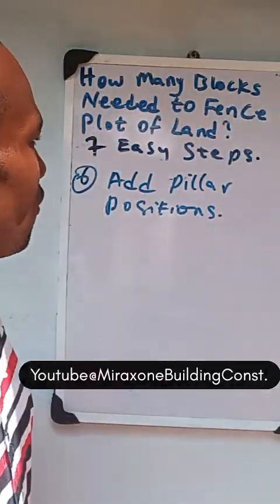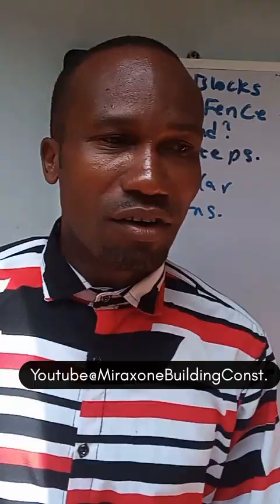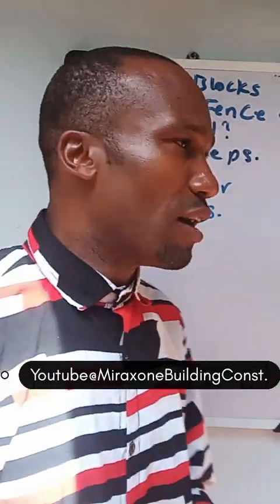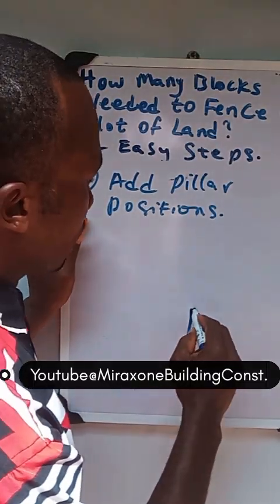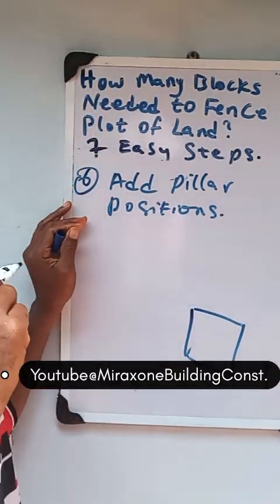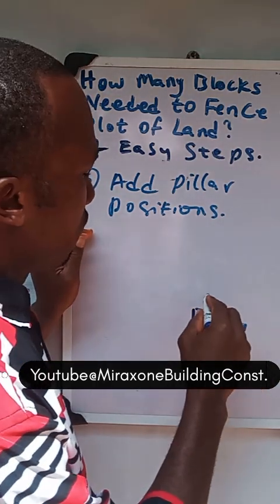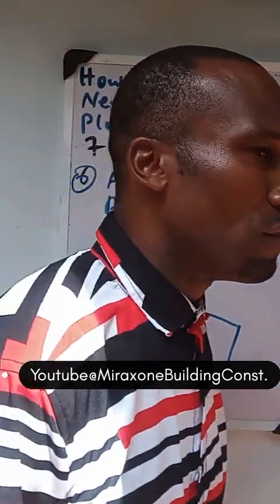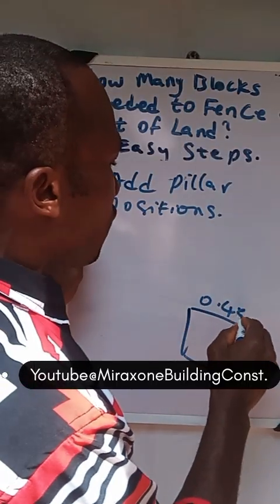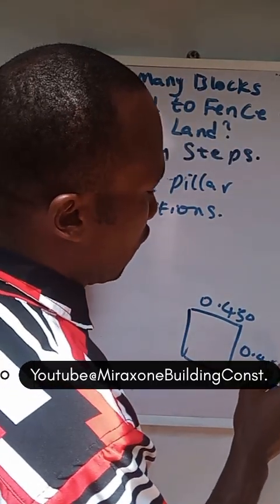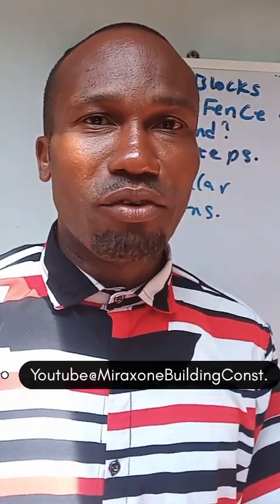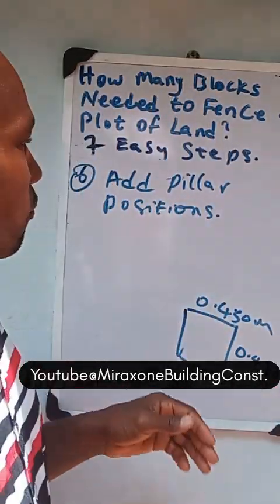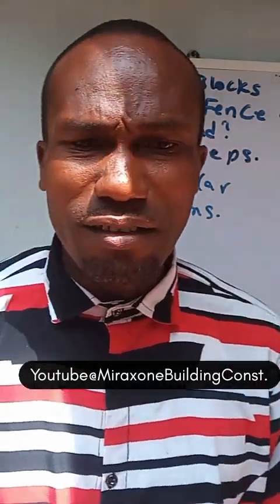Let's go on. Add pillar positions. Assuming you are using a block pillar in a square form, just like this, maybe one block. Let's say the length of one block is 0.450 in meters. Hope you can see it. Just a square block, square pillar. So how many blocks will be needed for this block pillar? Before you arrive, how many places are you going to put it?